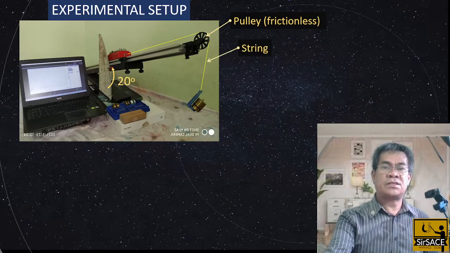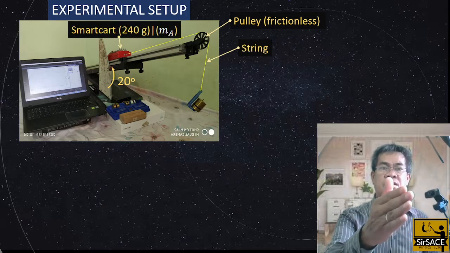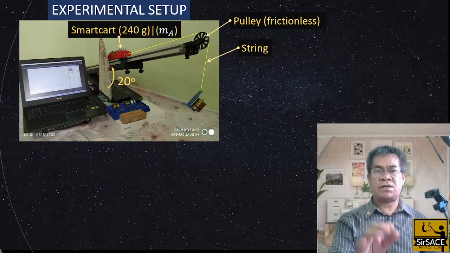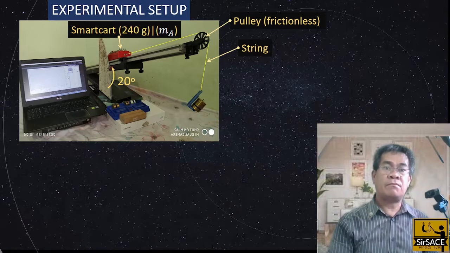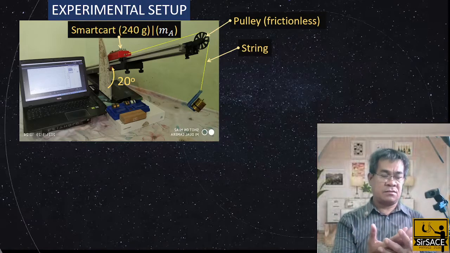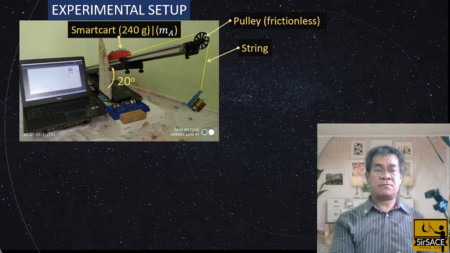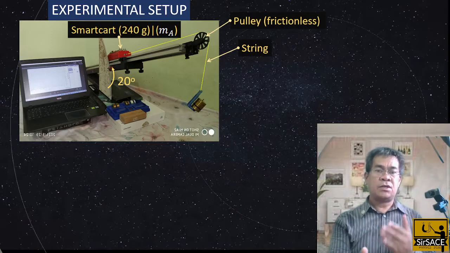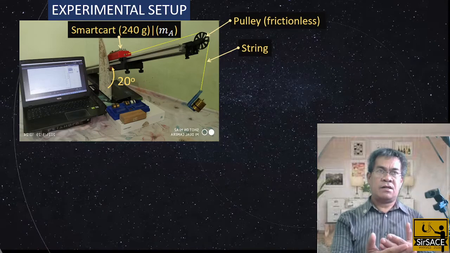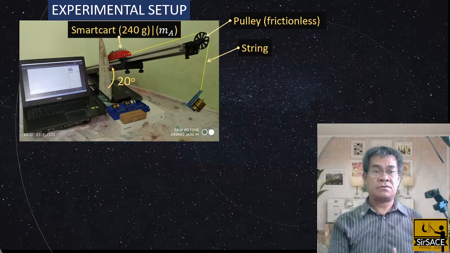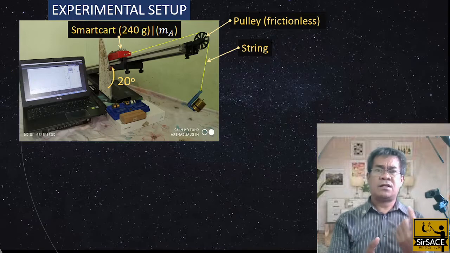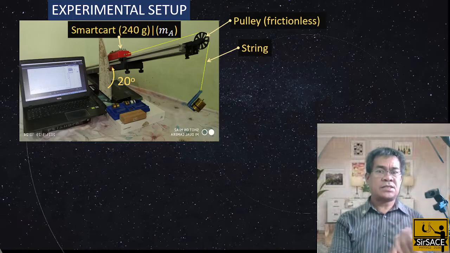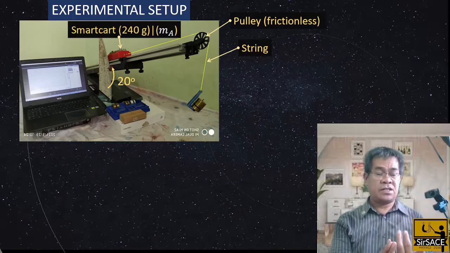Then we have this yellow string. The object A is the smart cart, which has a mass of 240 grams and will be our mass A. The SmartCart comes from Pasco Scientific. It contains sensors: distance sensors, acceleration sensors, a force sensor, and also a gyro. So this is good for experiments in mechanics. In this experiment, we will utilize the acceleration sensor and the force sensor.